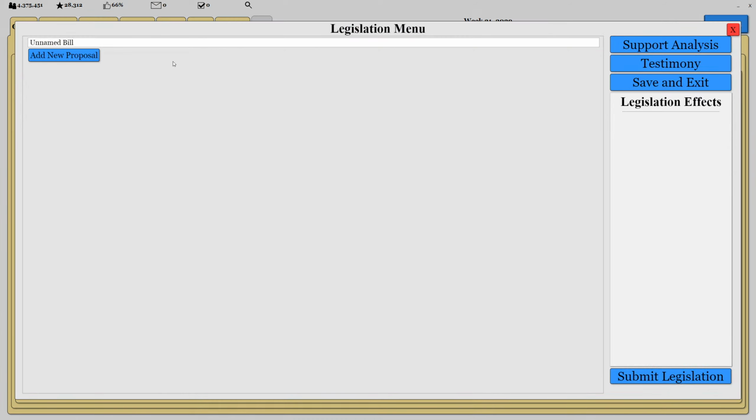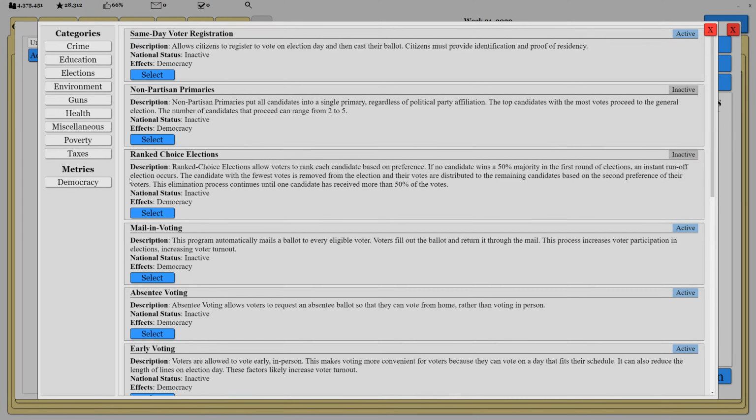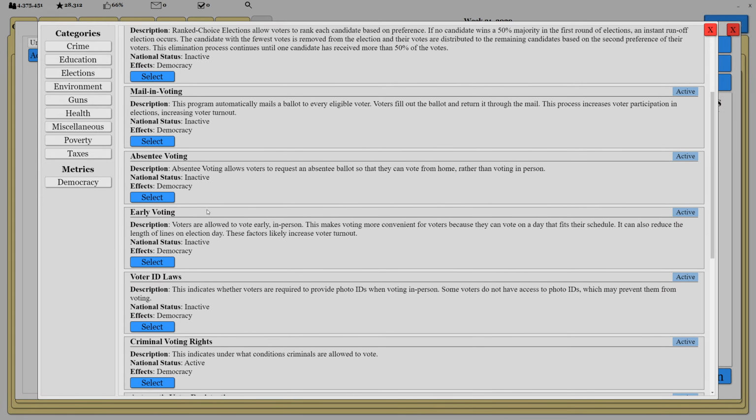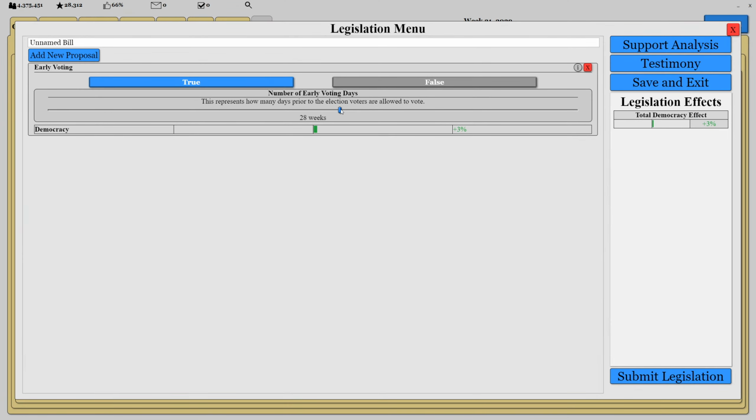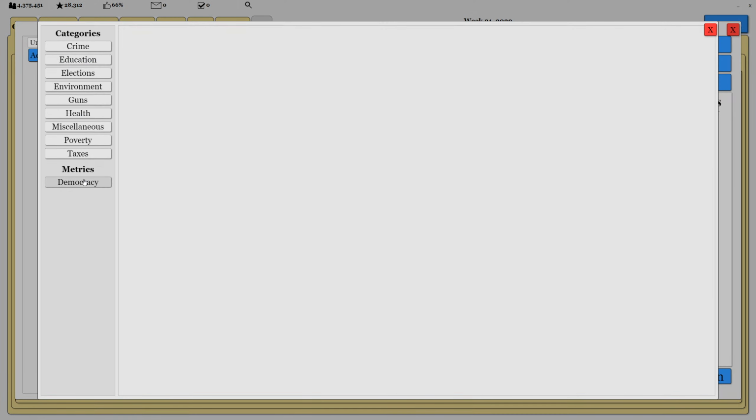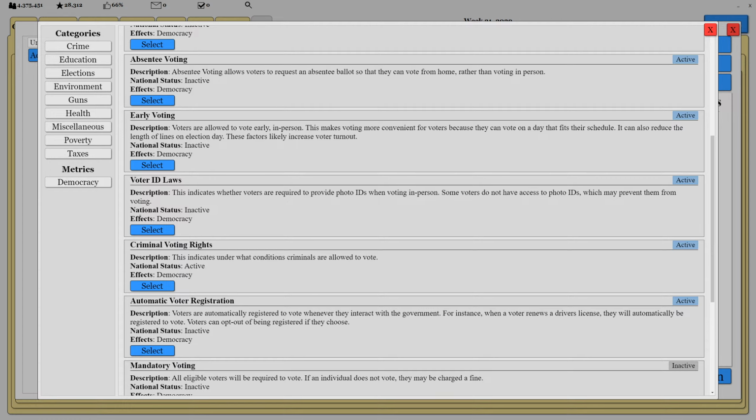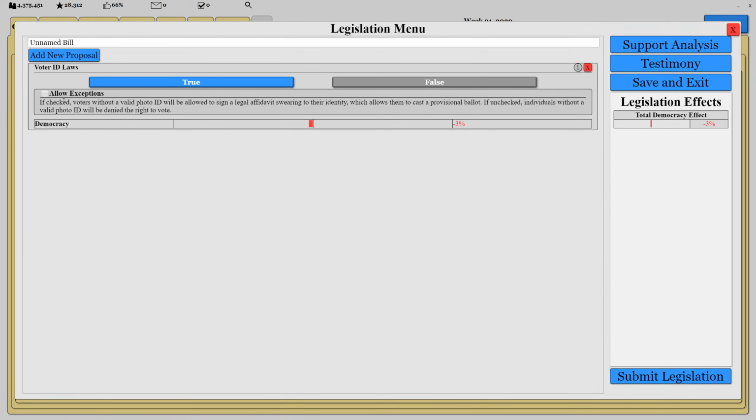So new legislation, democracy, absentee or early voting, 28 weeks. How many days prior to the election are voters allowed to vote? 28. Oh, okay, so that's supposed to say days. And then voter IDs or anything.